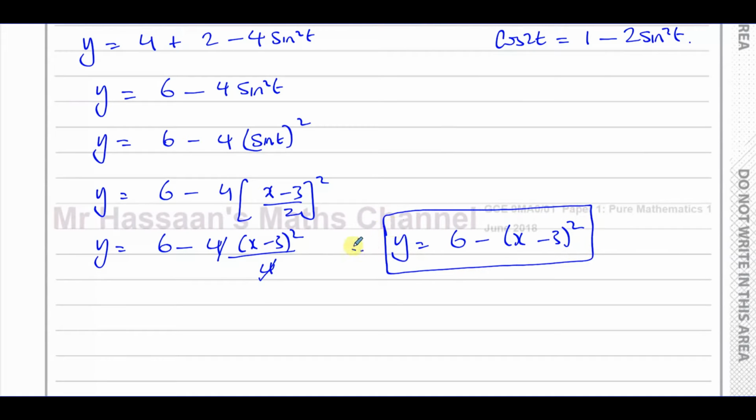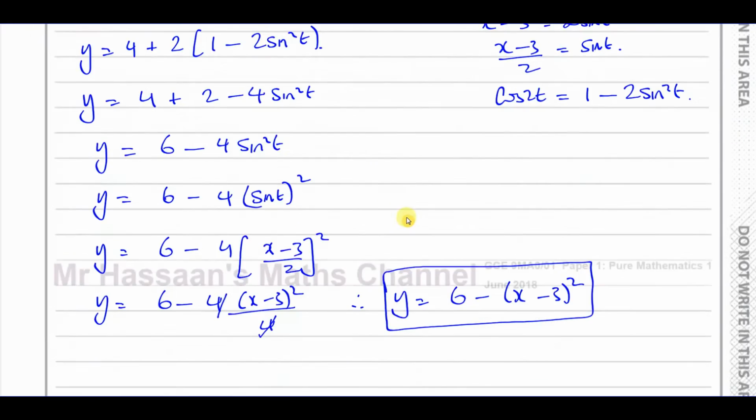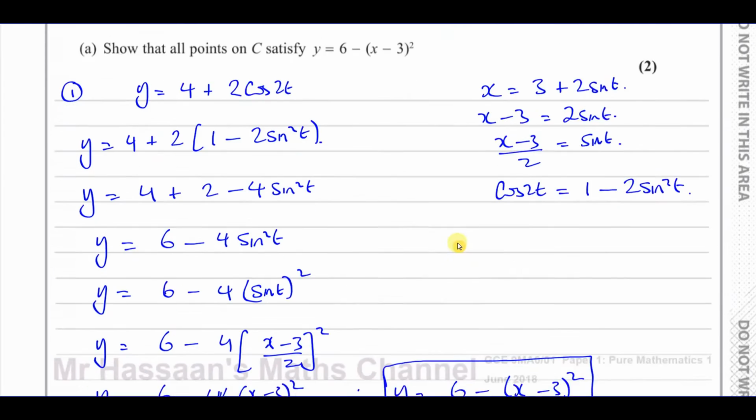Okay, so there's the answer to part A. So we have shown that the points on C satisfy this equation by showing that the Cartesian form of the equation formed from these parametric equations is exactly the same as this. Okay, so there's the answer to question number 14A.